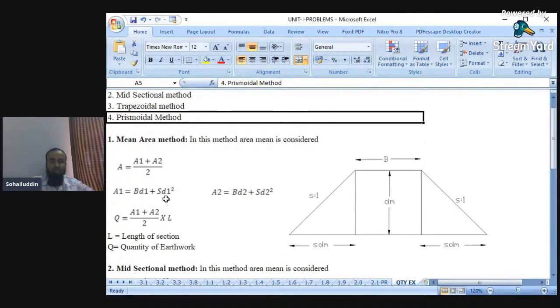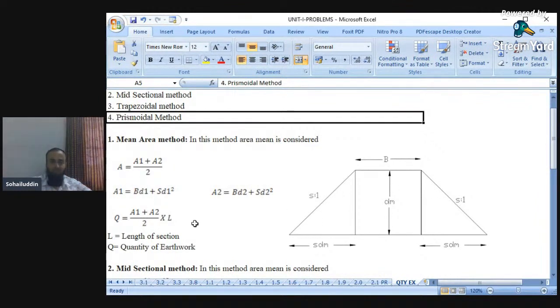So here, instead of dm, we are considering area 1 as A1 and depth 1 as D1. Instead of this, the next area we consider A2, with depth D2. Same as S D1 square: half into base into height, this dm comes to be squared, and half and 2 cancel. So S D1 square is the area of these two triangles added, and B D1 is the area of this rectangle.